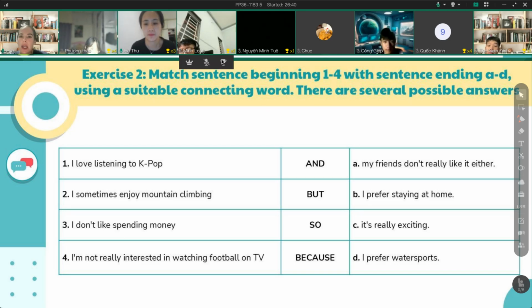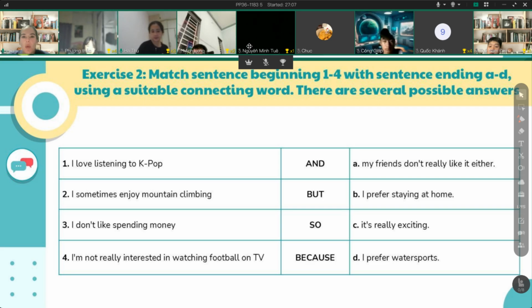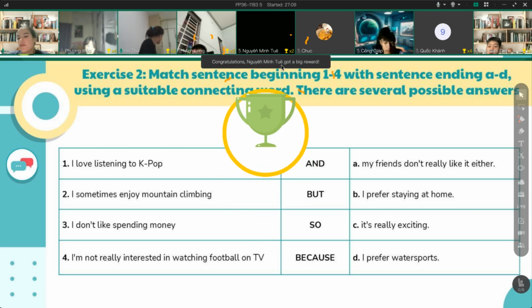Thank you. Malong, what did you say for number 3? Sorry. I don't like spending money because I prefer staying at home. Yes, if you're staying at home the whole time, you're not going to be spending a lot of money unless you're online shopping. Okay, that's perfect. Number 4, I'm not really interested in watching football on TV. What did you say, Mintu?